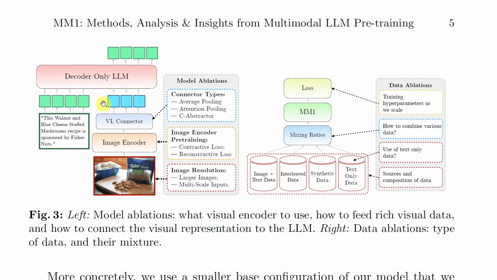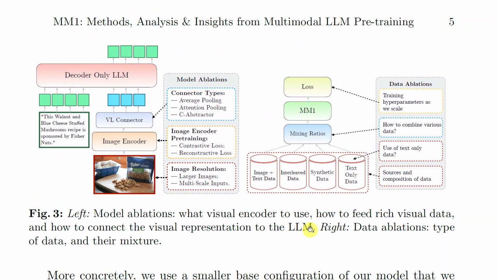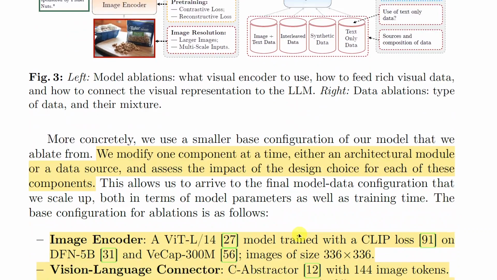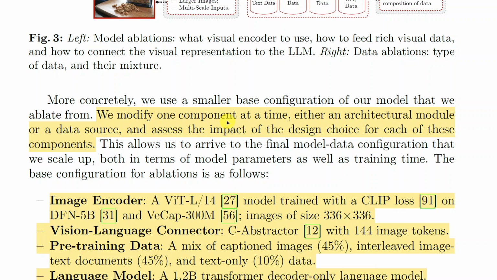So here is an explanation. Model ablations: what visual encoder to use, how to feed rich visual data, and how to connect the visual representation to the LLM. These are the three major questions being explored as part of these experiments. How they did it is by modifying one component at a time, either an architectural module or a data source, and assessing the impact of the design choice for each of these components.